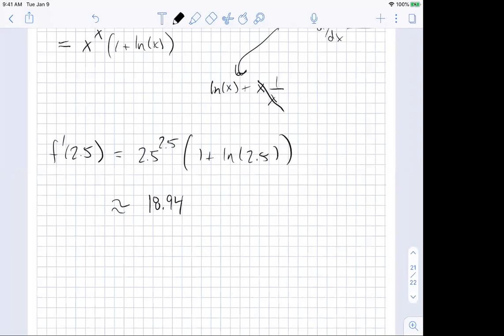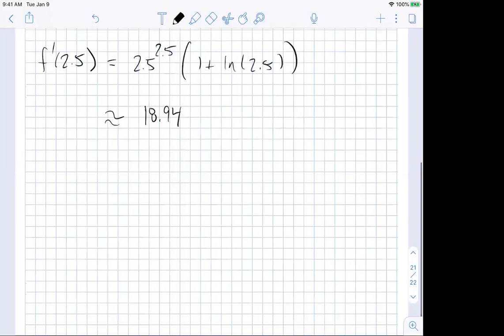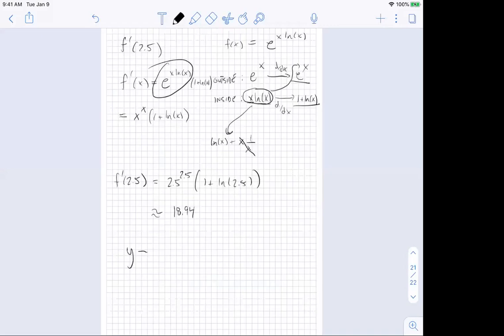So putting it all together, finishing this problem, what did we want to find at the start? The equation of the tangent line, right? So now I can do that because I have my point. My point is here, 2.5, 9.88. So I'll do y minus y1, 9.88, or you could leave it as 2.5 to the 2.5 if you want, equals m, the slope, 18.94 times x minus x1, which is just 2.5. And we're done.